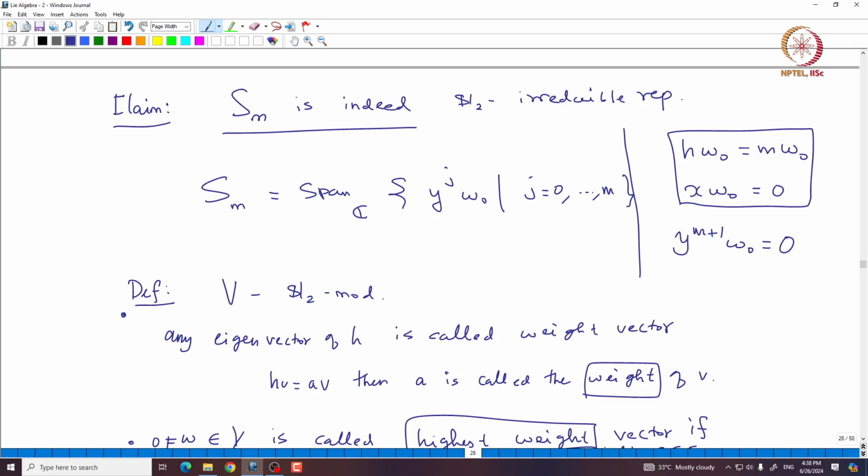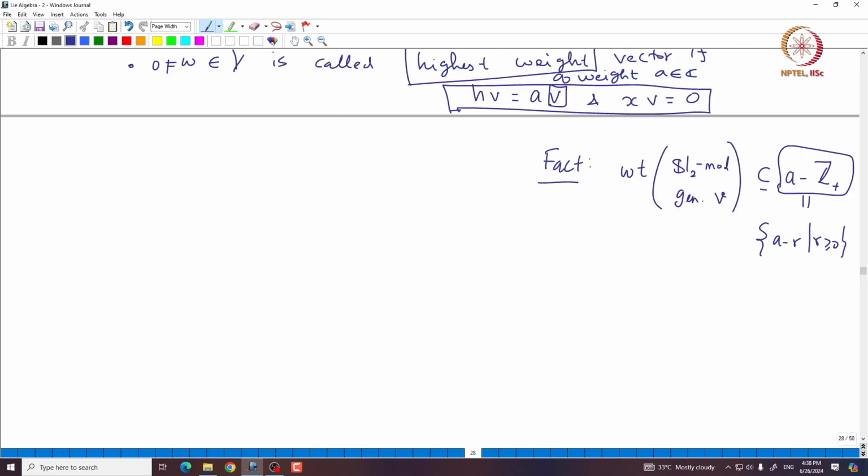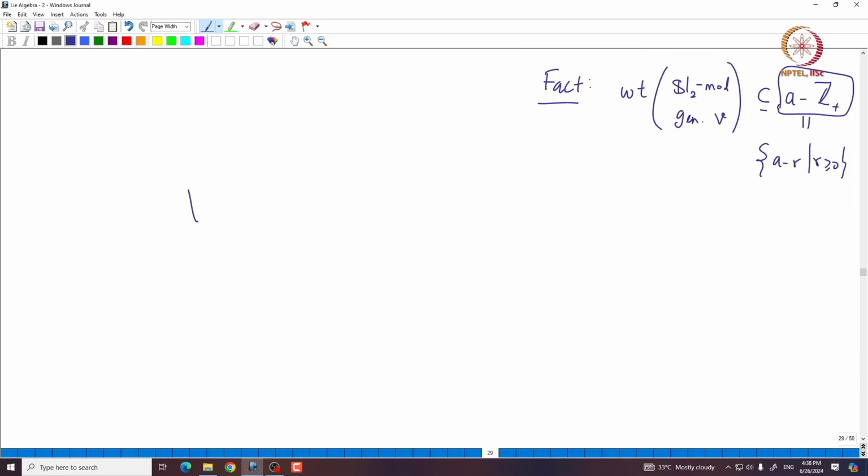To prove this, we need to see the following fact. Let us start with some submodule V of this S. This proof indeed will go through for any abstract irreducible module, so we have to pay attention to this proof. Let us start with V being a non-zero module inside Sm.